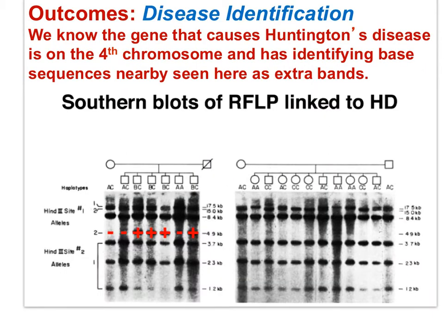The Human Genome Project opened doors on disease identification. Scientists have determined that the gene for Huntington's disease is on the 4th chromosome and has a non-coding repetitive region nearby that is now used as a marker to identify whether someone has the gene or does not.